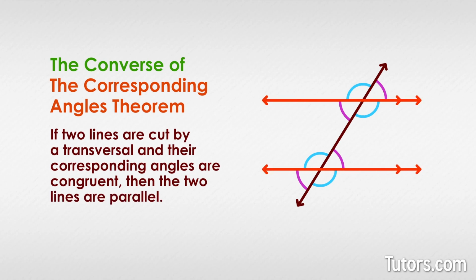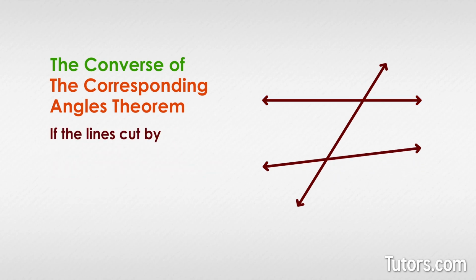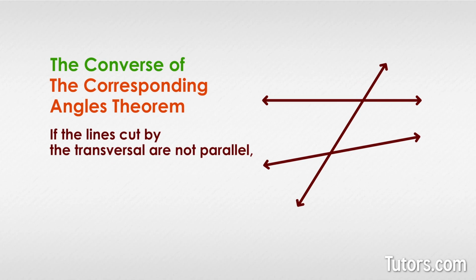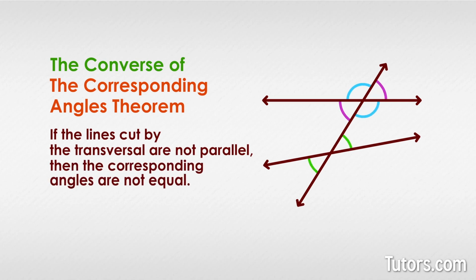If you were given a figure similar to the one you've seen before, but with only 2 angles labeled, can you determine anything by it? Since the corresponding angles are shown to be congruent, you know that the 2 lines cut by the transversal are parallel. If the lines cut by the transversal are not parallel, then the corresponding angles are not equal. They are just corresponding angles, not congruent corresponding angles.